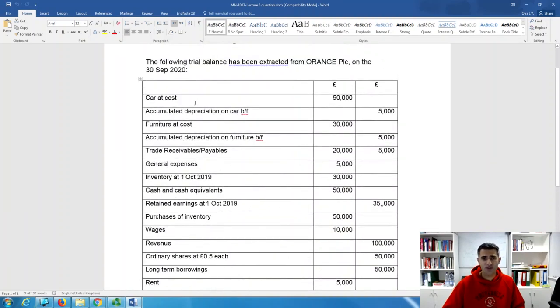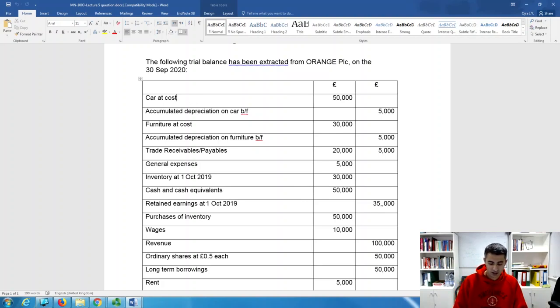Let's start with car. Car at cost. Straight away, you write beside it: car at cost is what? It is a fixed asset, or non-current asset. So you can write beside it, statement of financial position, and it's non-current assets. You write it under non-current assets.